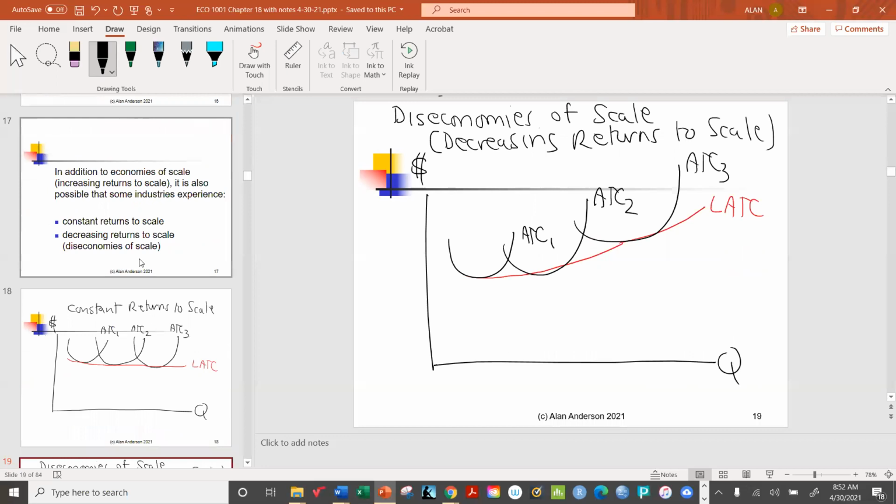And the purpose of going through that now is because it ties in so nicely with oligopoly.